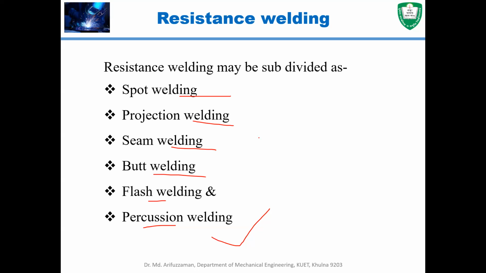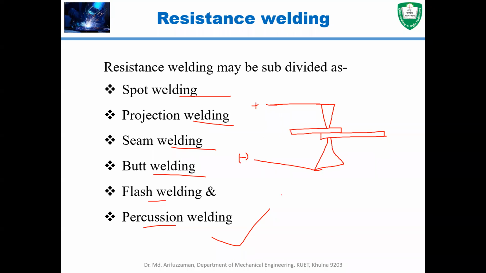Before going to spot welding, what is resistance welding? Resistance welding is basically when you have one metal piece here, and another metal piece at the bottom, and you have an electrode at the top and another electrode at the bottom. This may be the positive terminal, and this may be the negative terminal of the power supply. When you apply the power, the current flows.